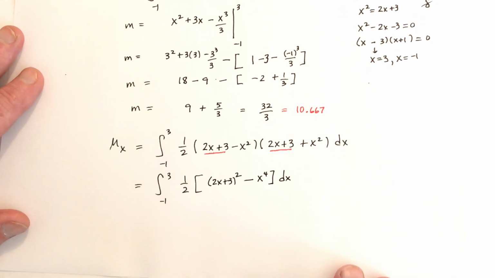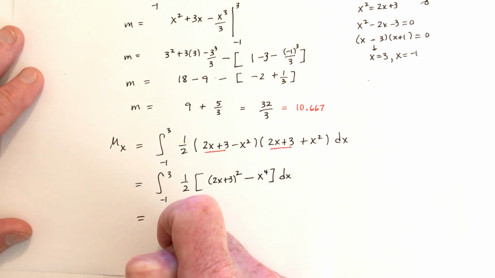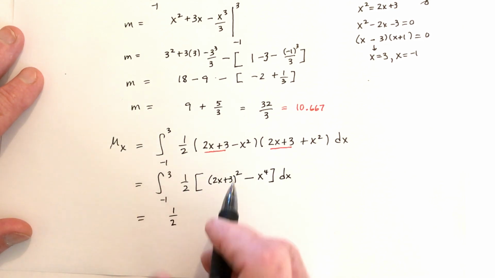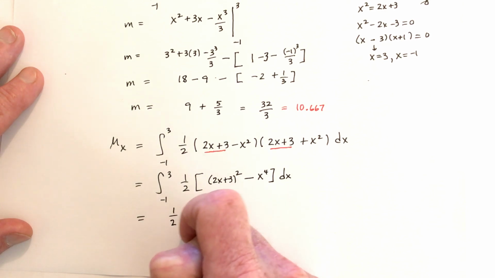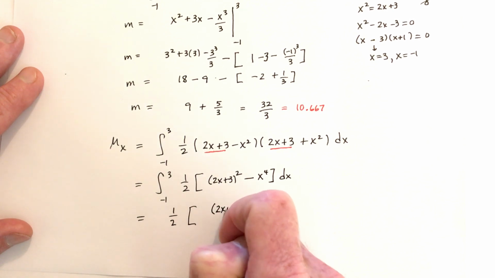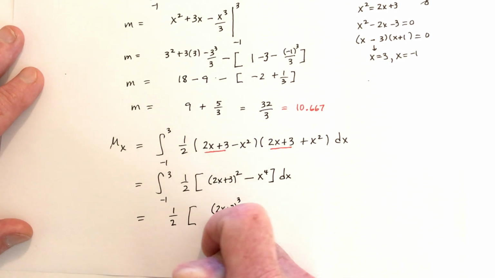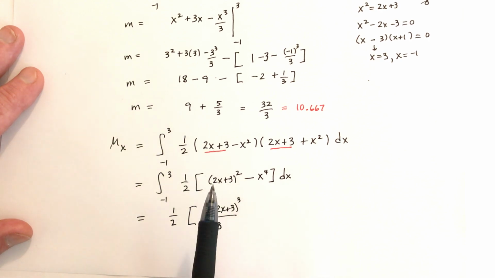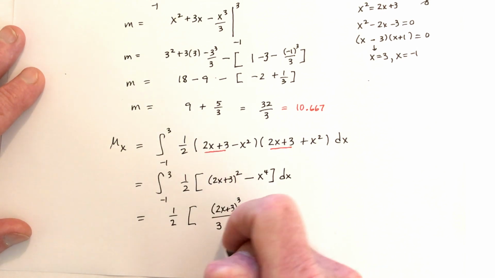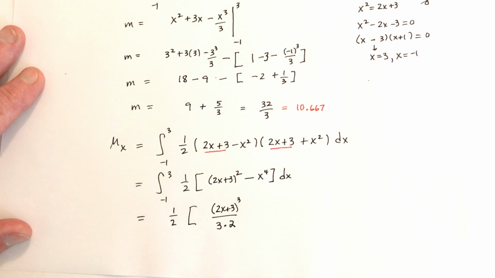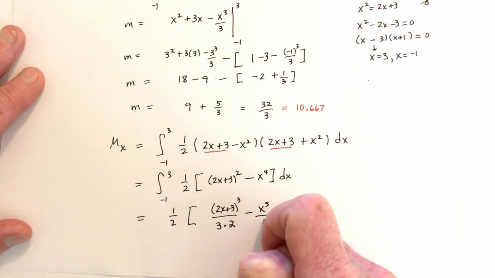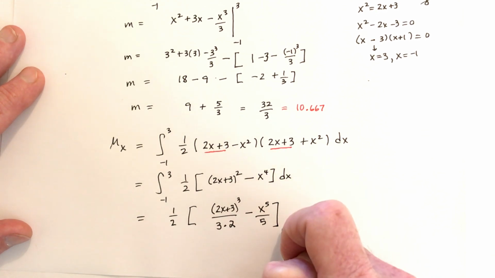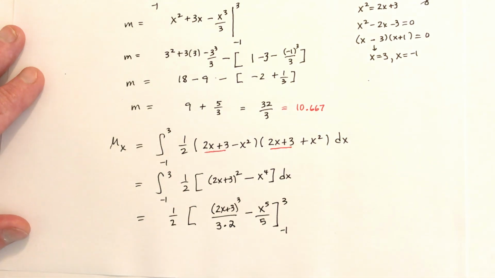All right, then let's do the antiderivatives. So there's going to be the 1/2 still. And then for this one, just add 1 to the exponent and divide by that number. So there's going to be 2x plus 3 cubed, and then divide by that number. And then don't forget the chain rule. The derivative of the inside would be 2. And since we're doing antiderivatives, you have to divide by that 2. And then for this one, it's going to be minus x to the 5th over 5. And then evaluate that from -1 to 3.